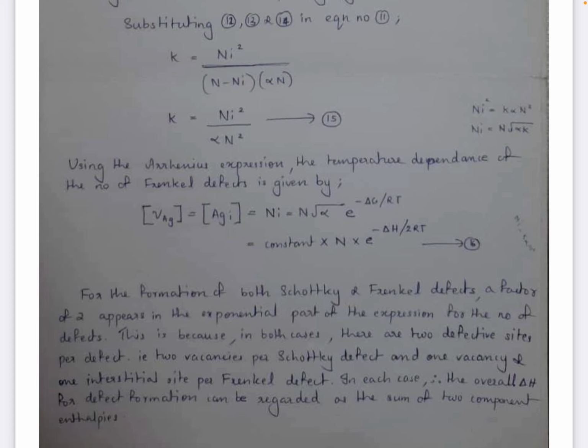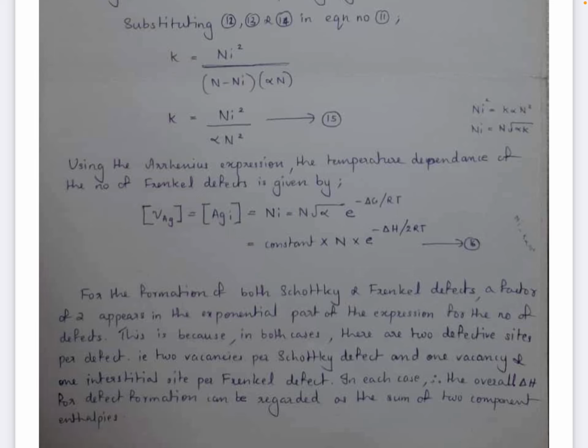Using the Arrhenius expression, the temperature dependence of the number of Frenkel defects is given by concentration of VAg equal to concentration of Agi equal to Ni equal to N into root of alpha. The Boltzmann constant can be replaced by e raised to minus delta G by RT, or we can write as constant into N into e raised to minus delta H by 2RT.